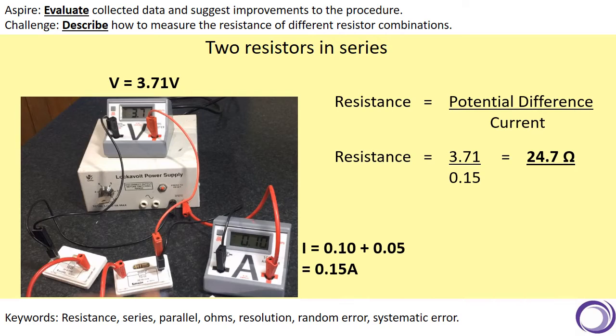If we wanted to do that with 3 resistors in series, the calculation's just the same, but we'd need to make sure that the voltmeter was across all 3 of the resistors in series, and we get a different value, and we get a resistance that should be higher than that, because putting resistors in series, the resistance of the circuit increases.